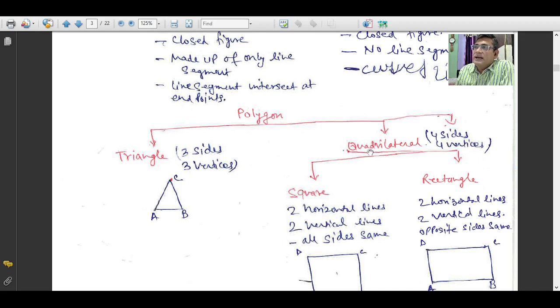Squares and rectangles are examples of quadrilateral. Similarly, hexagon is there, octagon is there. That is not there in your syllabus for other polygons.